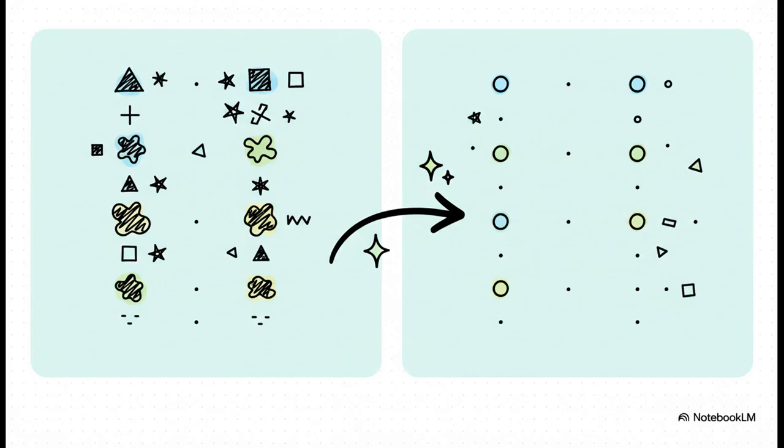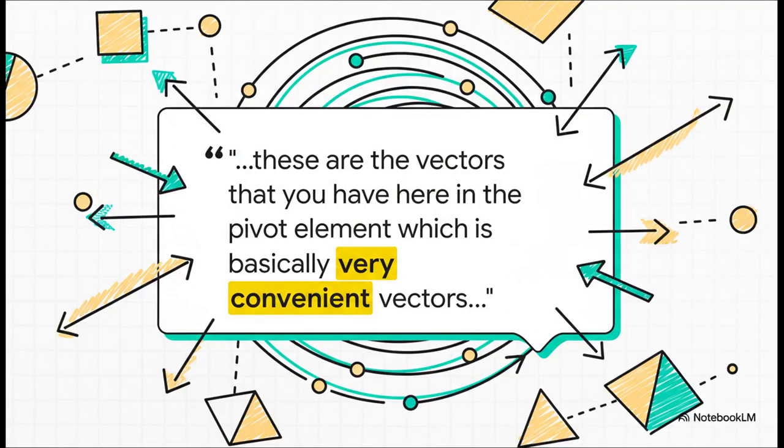It's not just about making it look pretty. This super clean form is about to reveal a deep secret about the system. And as Sachin Mittal from Go Classes puts it, what you end up with here are very convenient vectors. And that's exactly the right way to think about it. They're convenient because they're so simple, and that simplicity is what's going to unlock the whole meaning behind the system.